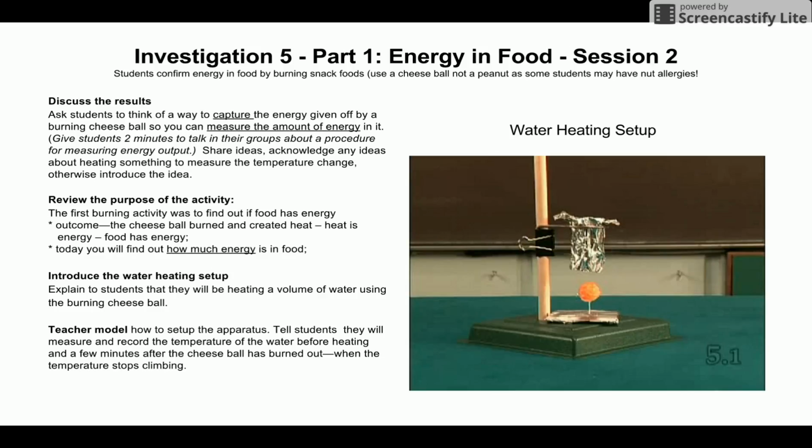Discuss the results and ask students how we could capture the energy that was given. Have students talk in their groups for about a couple of minutes. Share out their ideas. If no one suggests heating something, then this is your opportunity to tell them what they will be doing to measure the energy source. Review the activity. Model the setup.